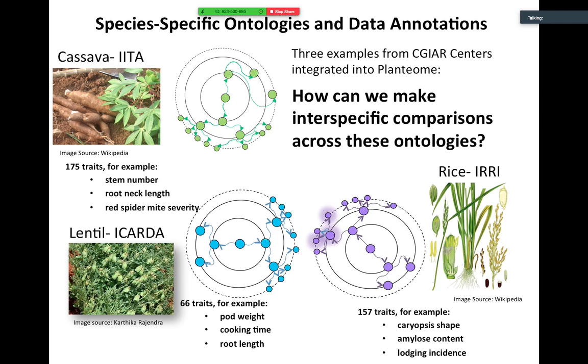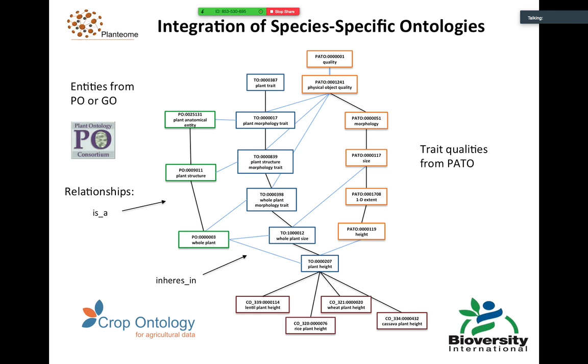So the question is, how can you make interspecific comparisons across these ontologies? How can you find data from these different ontologies if they're all out at their different CG centers? And that's the power of integrating them with the reference ontology. So this schema shows an example of plant height, which is a fairly common trait across different plants. And so we have 4 examples here of traits from the crop ontology of lentil, rice, wheat, and cassava. And so the annotations that are attached to these terms will flow up through the relationships in the ontology to the reference ontology term for plant height.